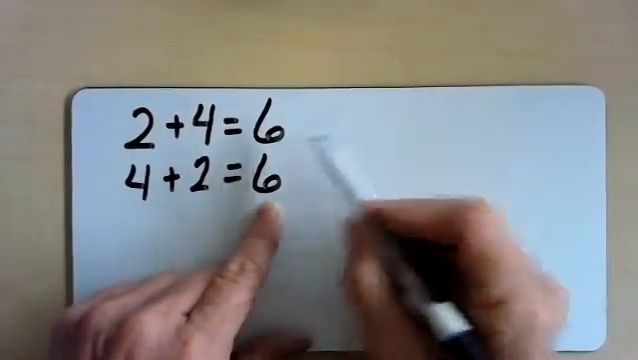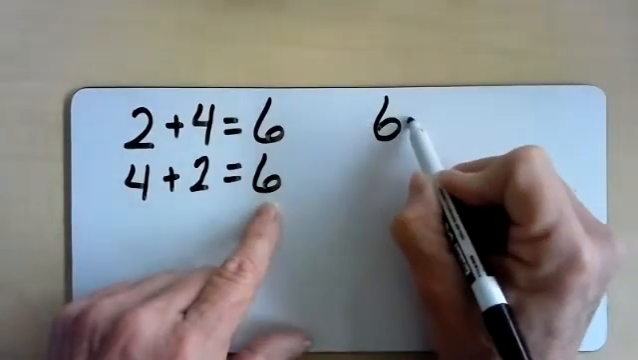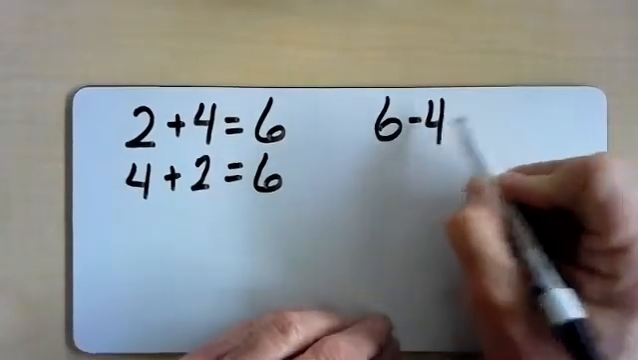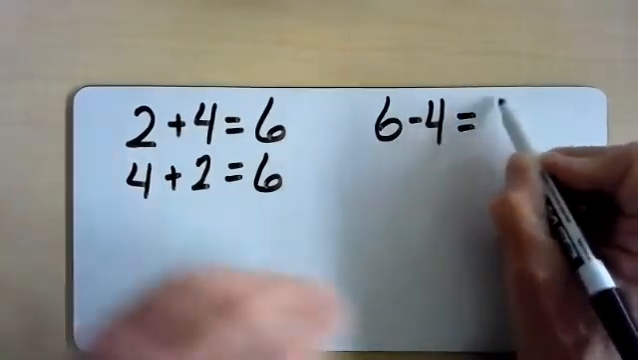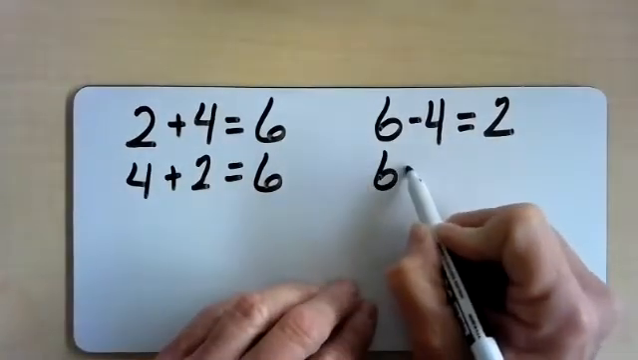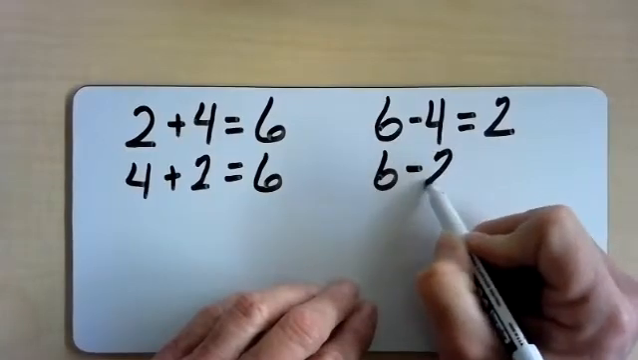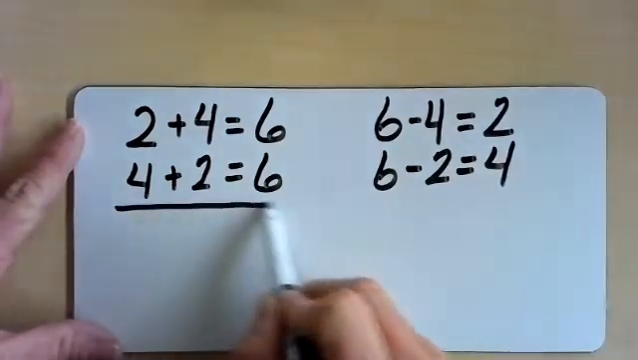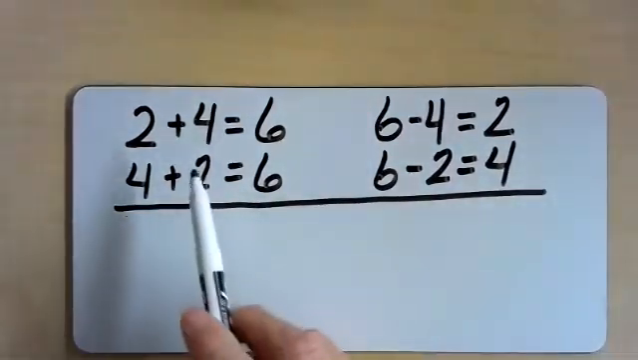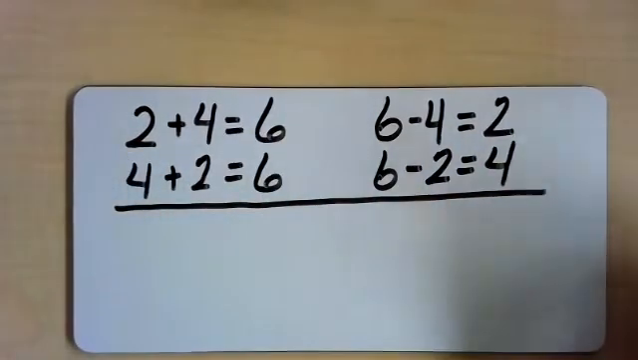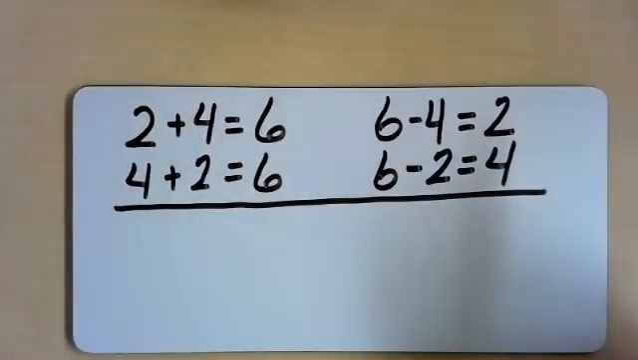I can also have two subtraction problems using those same three numbers. So I'm going to take my big number, which is the number 6, and I'm going to subtract out the 4. So 6 minus 4 equals 2. And then I'm going to take my 6 again, and this time I'm going to subtract out the 2, and that will leave me 4. Now, when you look at this fact family, I'm using the same three numbers. So this is the fact family or the related facts for the numbers 2, 4, and 6.